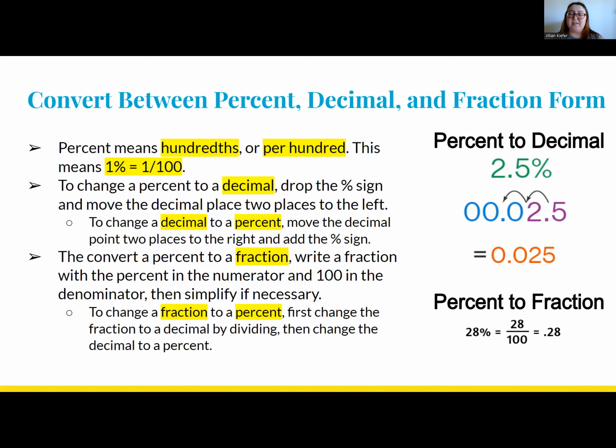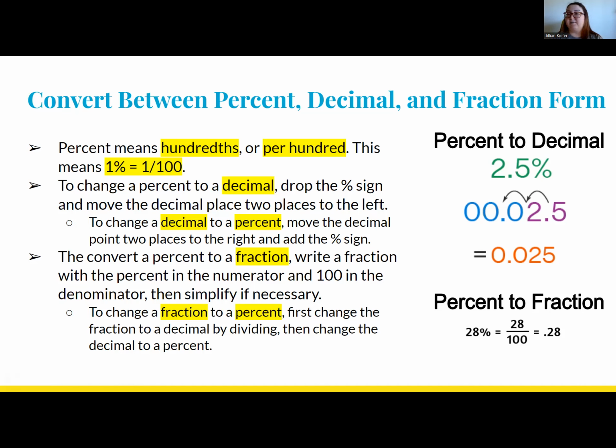So if you have something like 19%, you take the 19 and you divide by 100. In this case, 19 over 100 doesn't simplify, but you could simplify it further if you needed to. So something like 20 over 100 is really the same thing as saying 2 over 10, also 1 over 5. So we can reduce those fractions a little bit by taking their common factors and dividing them out. To change a fraction to a percent, you change the fraction first into a decimal by dividing it.